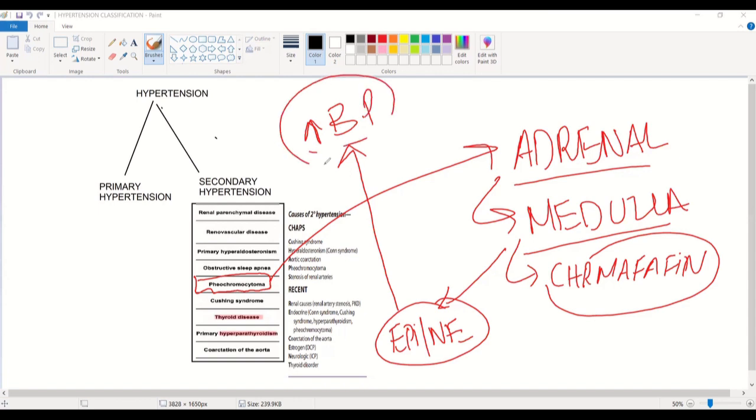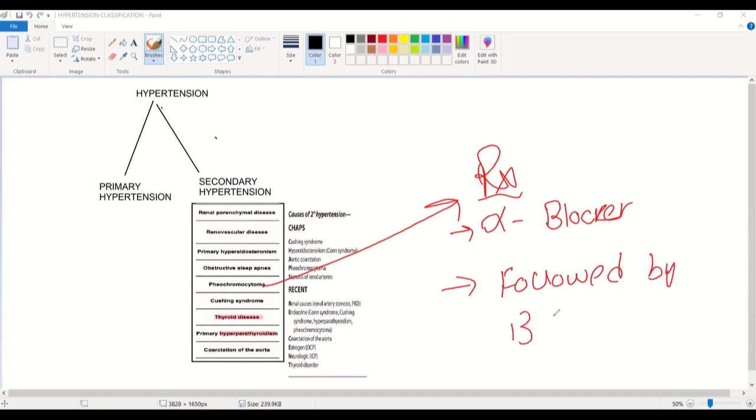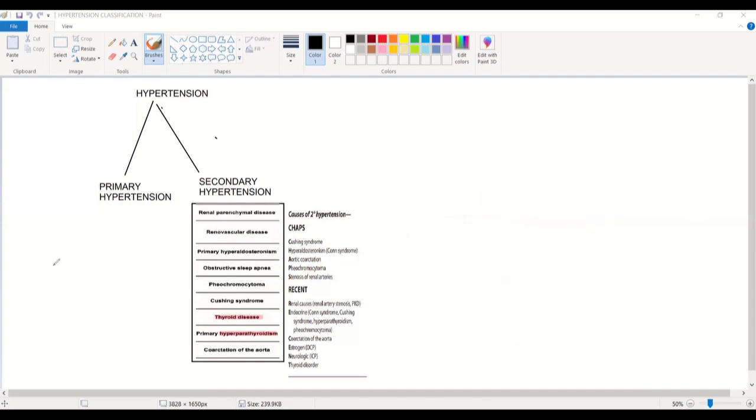Can anybody tell me the treatment of pheochromocytoma? First, we give phenoxybenzamine, which is an alpha 1 blocker, followed by beta blocker. If you give the beta blocker first, there is unopposed activity of alpha receptor because increased epinephrine and norepinephrine is already present because of the tumor, right? First you have to block alpha and then give the beta blocker. A before B.